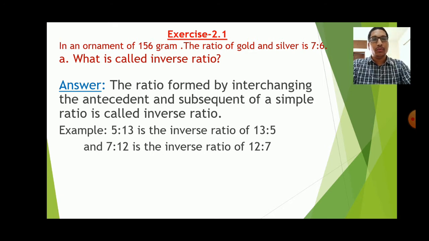Now I will give you one simple ratio and you will try to say what the inverse ratio of this ratio will be. Okay, are you ready? 5:8. Here the antecedent is 5 and the subsequent is 8. Now everyone tell me what will be the inverse ratio of this ratio. Everyone try to say. If we interchange, then we will definitely get 8:5. So here 8:5 will be the inverse ratio of 5:8.